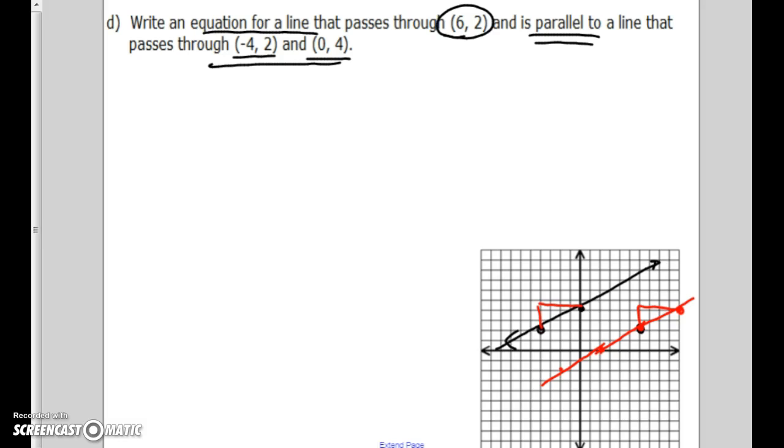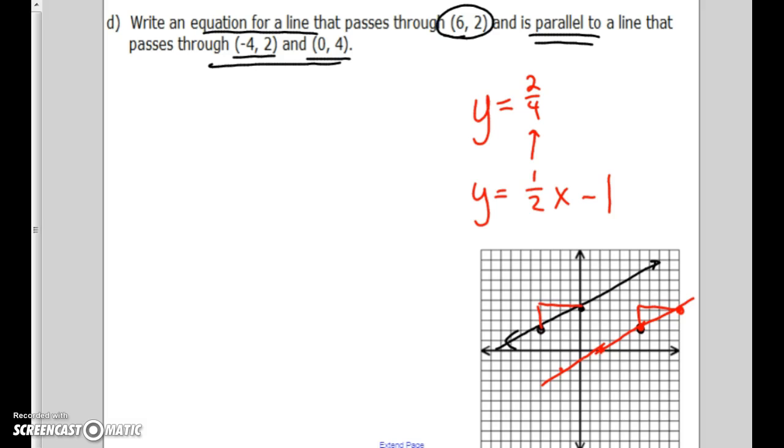Are we good? The problem is, where's that y-intercept? The y-intercept will be at -1. So that means that my equation is y is equal to the slope, which we said is a positive, up 2 over 4. Or if I reduce that, it's really 1/2 x, right? And then my y-intercept would be at -1.